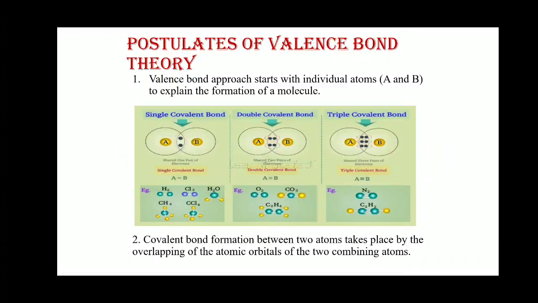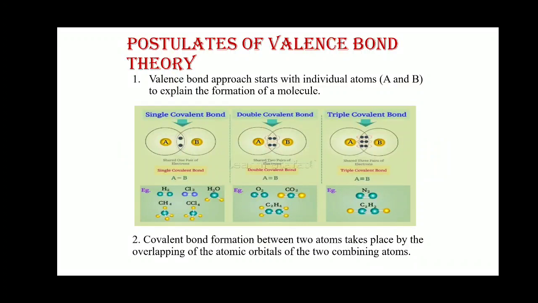Now, the second postulate is that covalent bond formation between two atoms takes place by the overlapping of the atomic orbitals of the two combining atoms. It means only those atomic orbitals in the valence shell of each atom that have unpaired electrons of opposite spin can take part in the overlapping. During overlap, the opposite electron spins cancel each other, and the two electrons are shared by the two atoms, which results in the formation of a covalent bond between two atoms A and B.